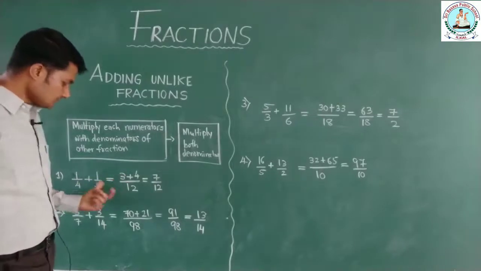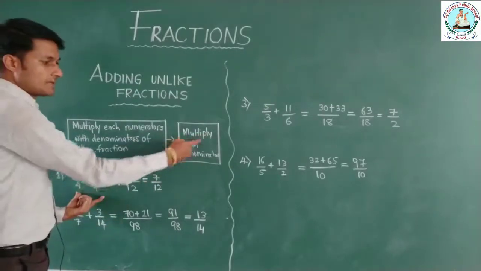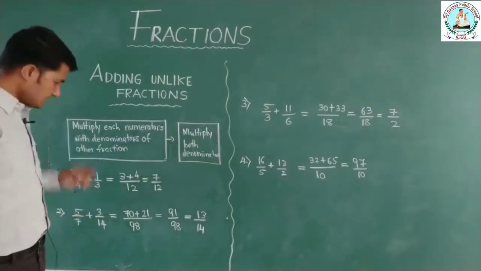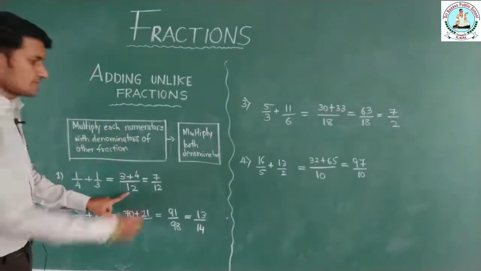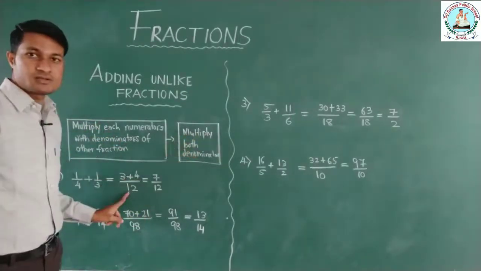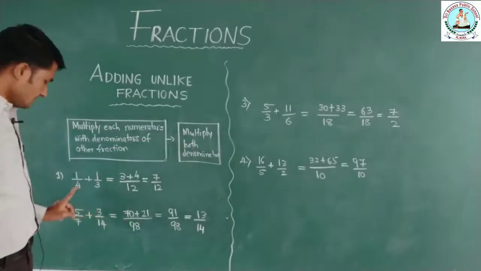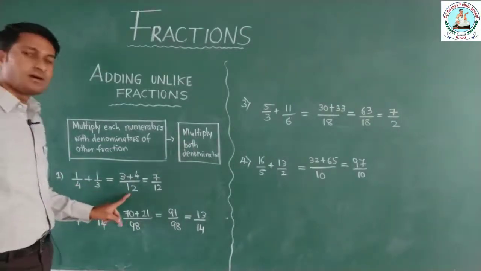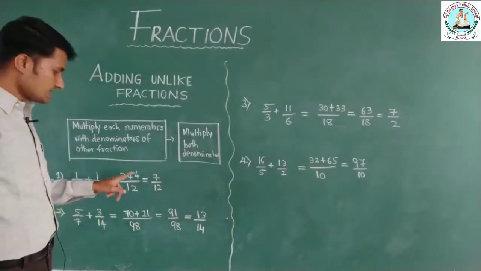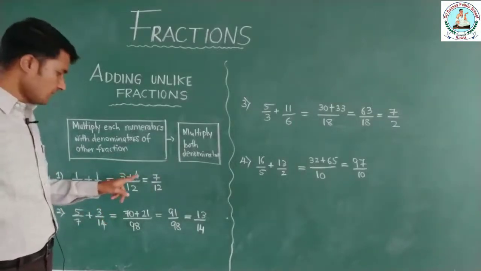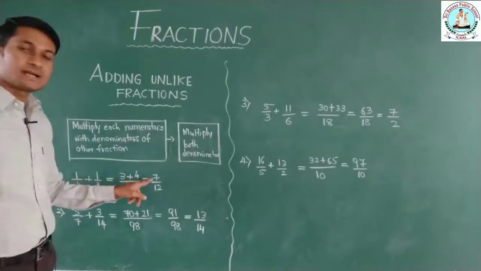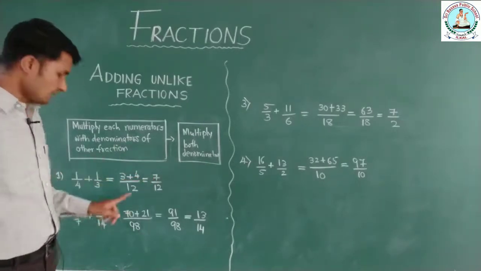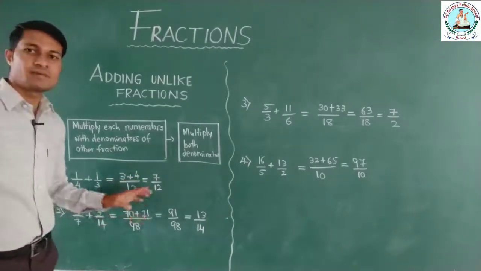Now the second step is to multiply both the denominators. First step over, second step is to multiply both the denominators. Where are both the denominators? These are the two denominators. Just multiply them: 4 3s are 12. Next add the two numbers, 3 and 4. When you add 3 and 4 you will get 7, and write it as the numerator and 12 as it is. So 7 by 12 is the answer.